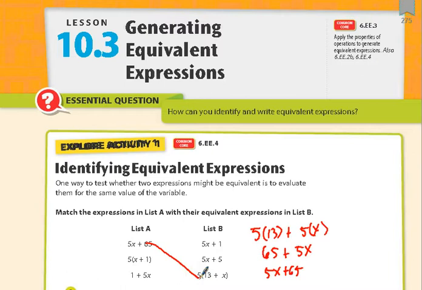Then I have 5x plus 1. If I use the distributive property, 5x becomes 5x, and 5 times 1 is 5, so 5x plus 5. 5x plus 1 matches straight across there. And here I have 1 plus 5x, and because of the commutative property, we can rearrange that, and it becomes 5x plus 1, so it connects up there.